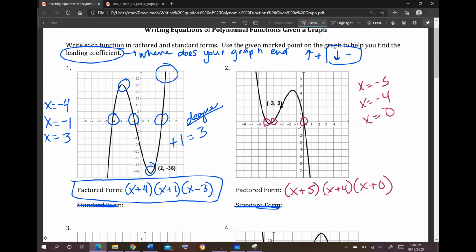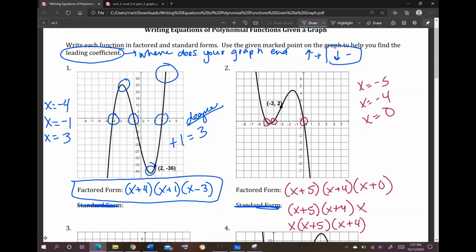I don't. So let's rewrite this by cleaning it up. X plus 5, x plus 4, and I'm going to leave that as x. Now, my OCD freaks out, and I want that x up front. So I'm going to put that x up front. Okay? Is Delta Math going to count it wrong? No. Am I going to count it wrong? No. I just like it to be pretty.